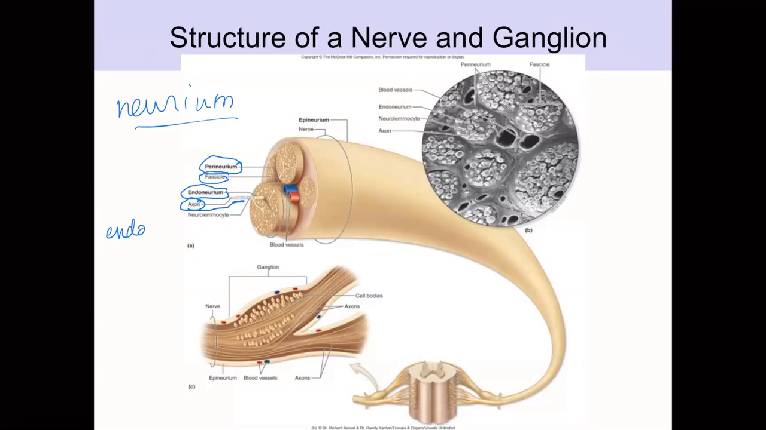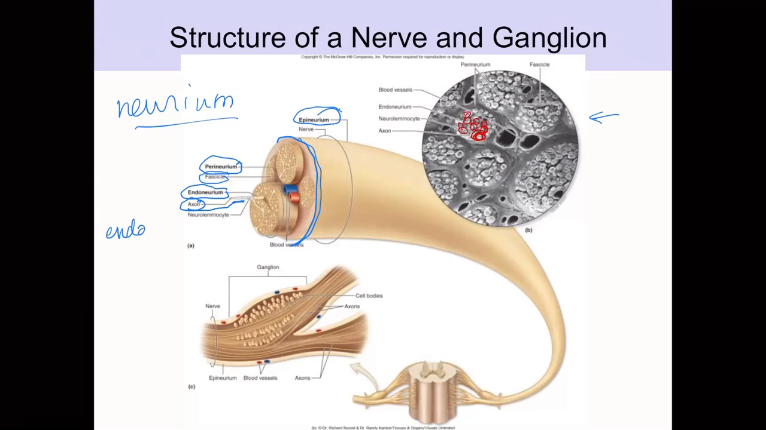Then we take a whole bunch of those and we put them together, and that's when we get a nerve, okay, and that's wrapped in what's called the epi. So epi is on the outside, so the epineurium. Okay, so maybe it's easier to see in this picture. If this is an axon and the neurolemnocyte, those are wrapped up in the endoneurium, and there's a whole bunch of them in here.